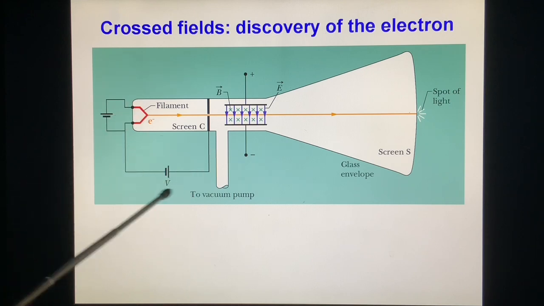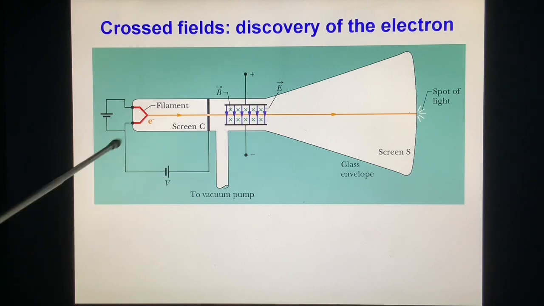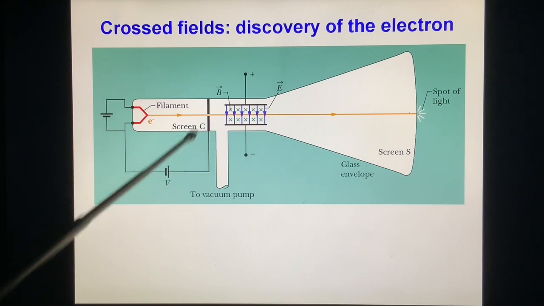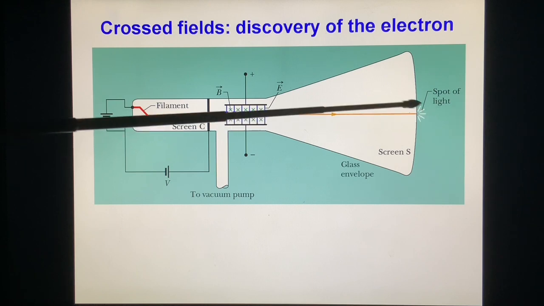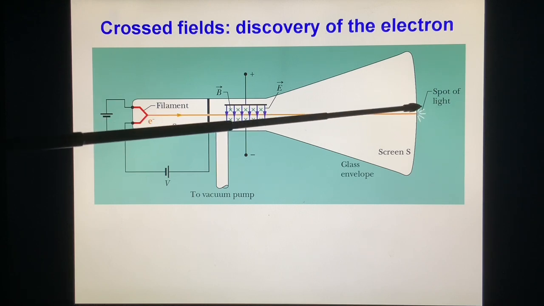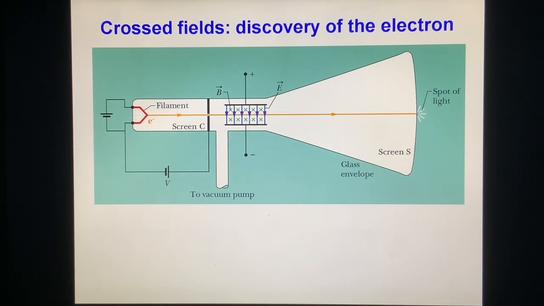Here we apply a huge voltage. This is positive, this is negative. So the electron, with negative charge, is attracted to the positive plate. And there is a hole in this plate, so some of the electrons go straight through to this point. We have a spot of light.